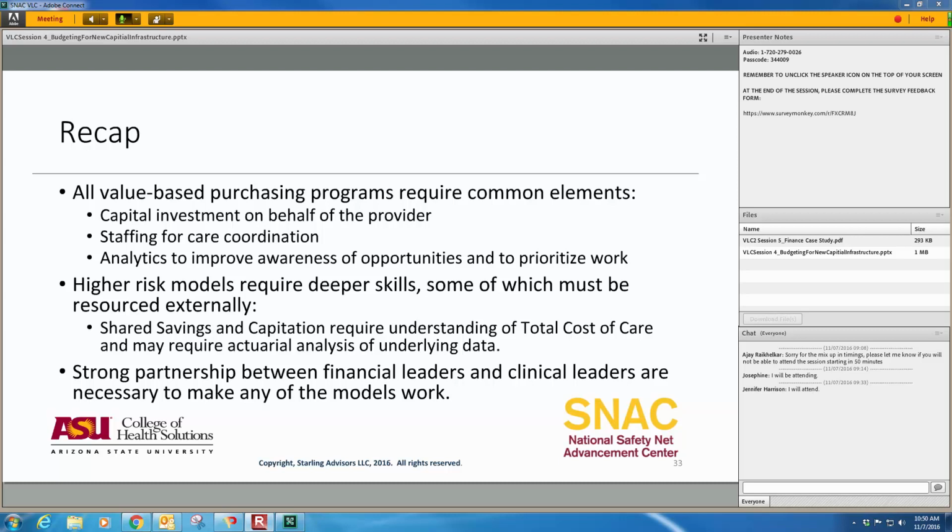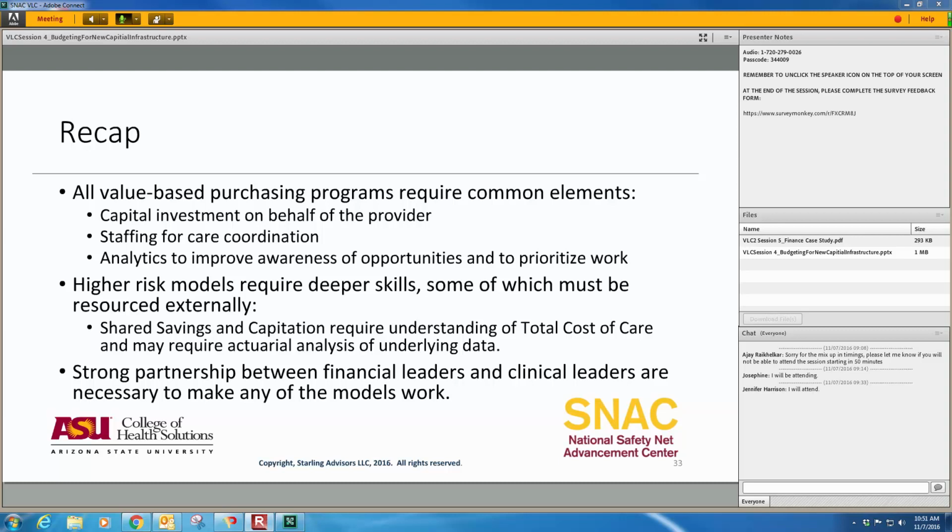Again, depending on what populations you're working with and what incentive programs you're engaging with, that's going to be different. But we know that centralized staffing for care coordination is going to be critical. And of course, analytics to improve your awareness and opportunities to prioritize your work, particularly around risk stratification and intervention design, are critical. The riskier models definitely require deeper skills, some of which are likely going to have to be resourced externally.